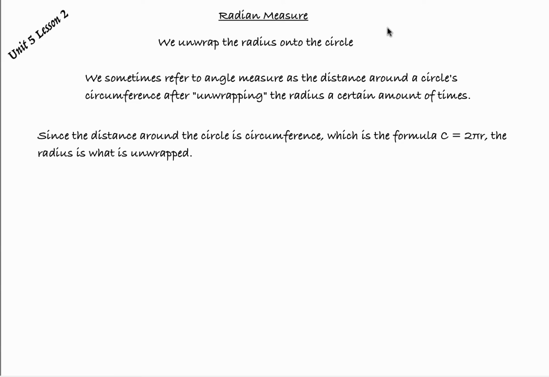So if in your mind you can picture a circle, it's got a radius, and we're going to take that radius and lay it out on the circle. We sometimes refer to this angle measure as the distance around a circle's circumference after unwrapping the radius a certain amount of times. That's why it's called radian measure. Get it? Radius. Radian.